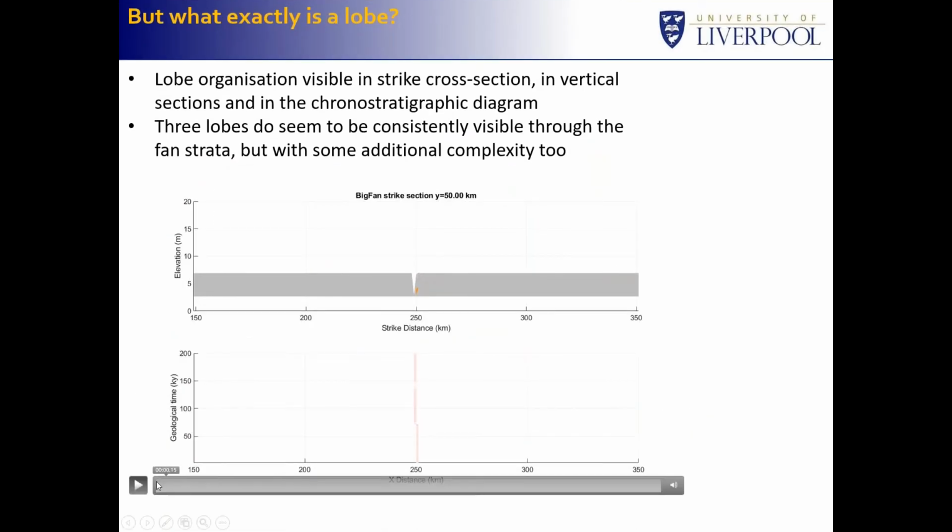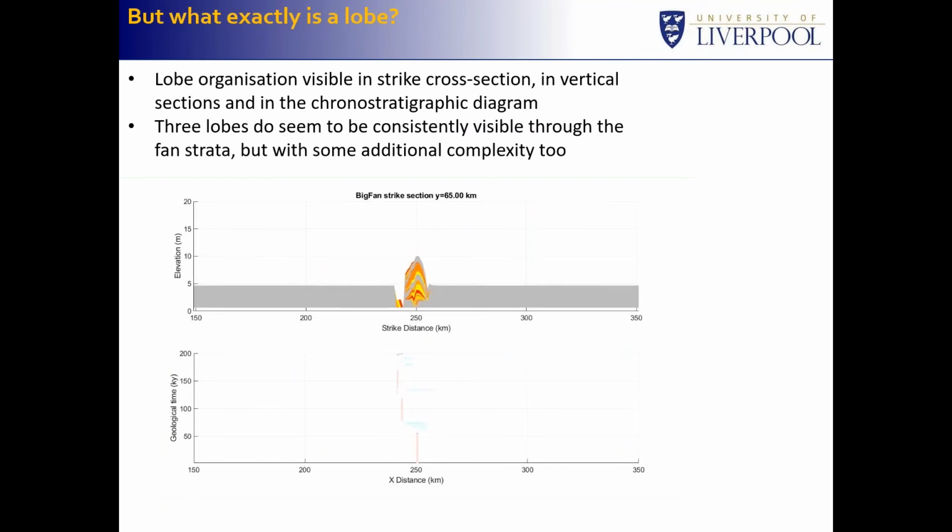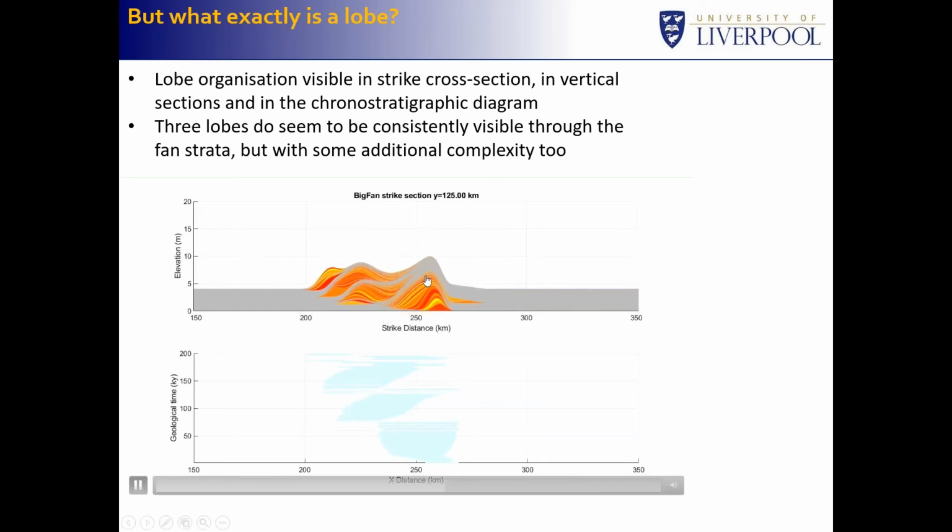Let me just see if I can play this. Can you see that animating? So this is a run through of the model, a lot of those strike sections. So we're moving down the fan from its proximal apex towards its distal end. And you can see, if you look, there's a series of lobes developed, separated by these muddy units. The grey is mud, by the way. The red and orange, again, are the individual flows.